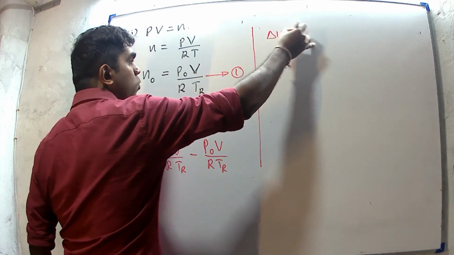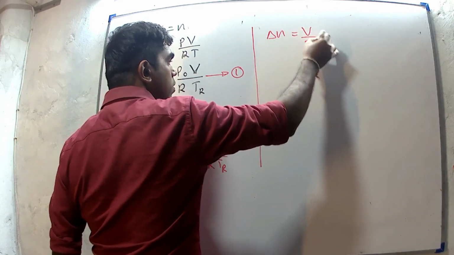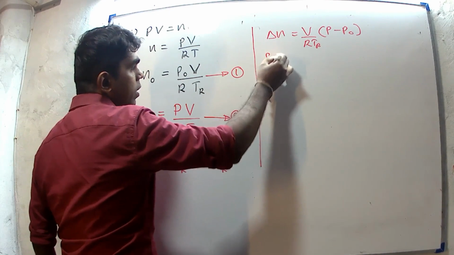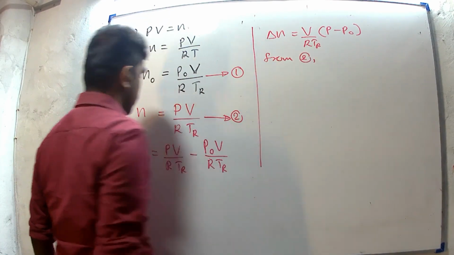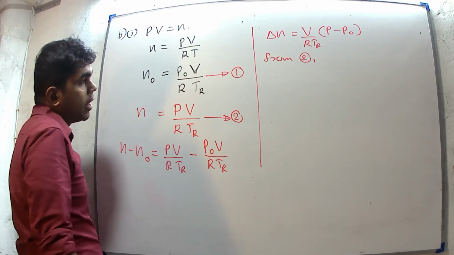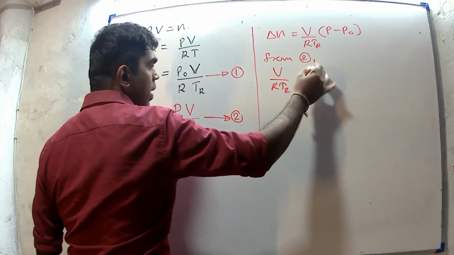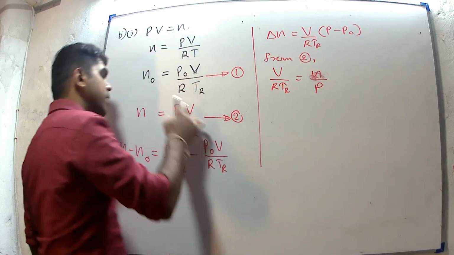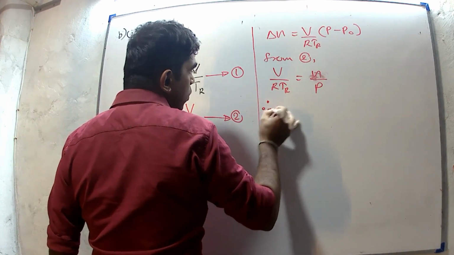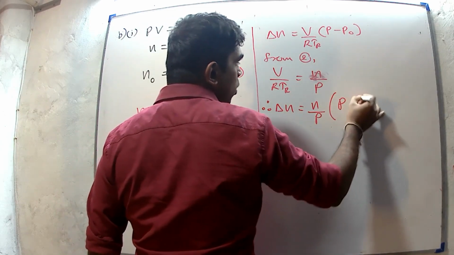Change of number of moles, delta N. V over RTR common, we can write P minus P naught. From the second equation, I will subject V over RTR. V over RTR is N divided by P. We can subject from this equation and substitute into this one. Therefore, delta N equals N over P times P minus P naught.